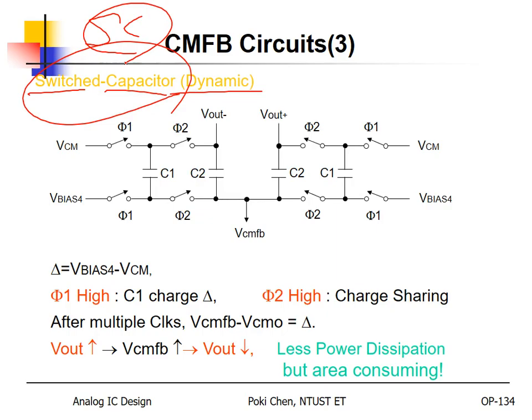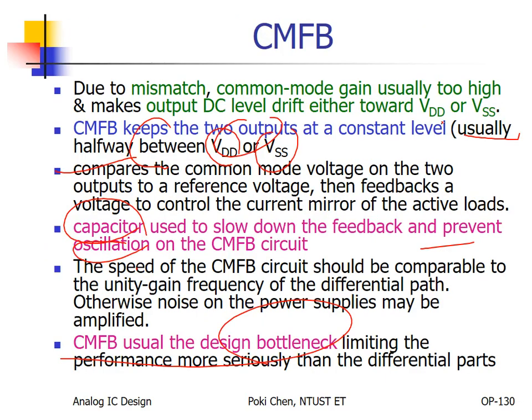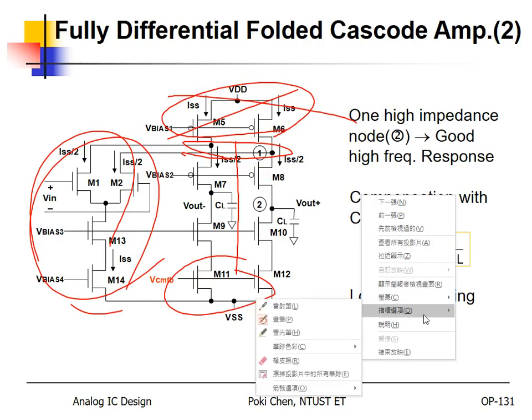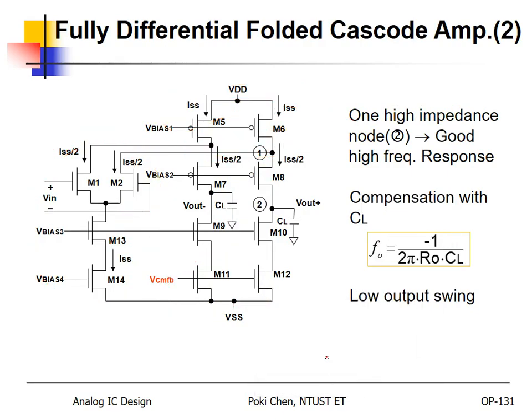Okay, what is the concept? In theory, we need V bias 4 and common mode output voltage. If you go back here, you can see V bias 1, V bias 2, V bias 3. All that is the ideal V bias 4. But right now we don't connect V bias 4 all the way to that. Why? According to process variation.